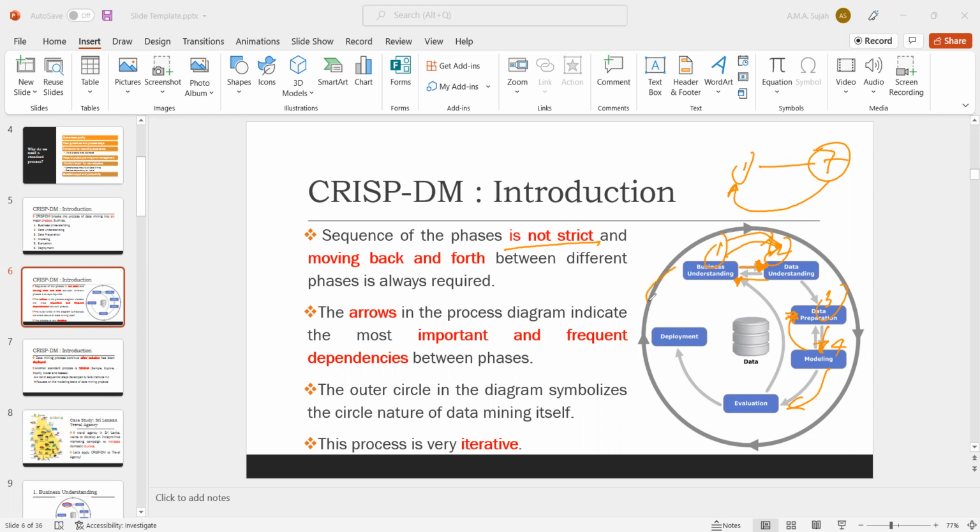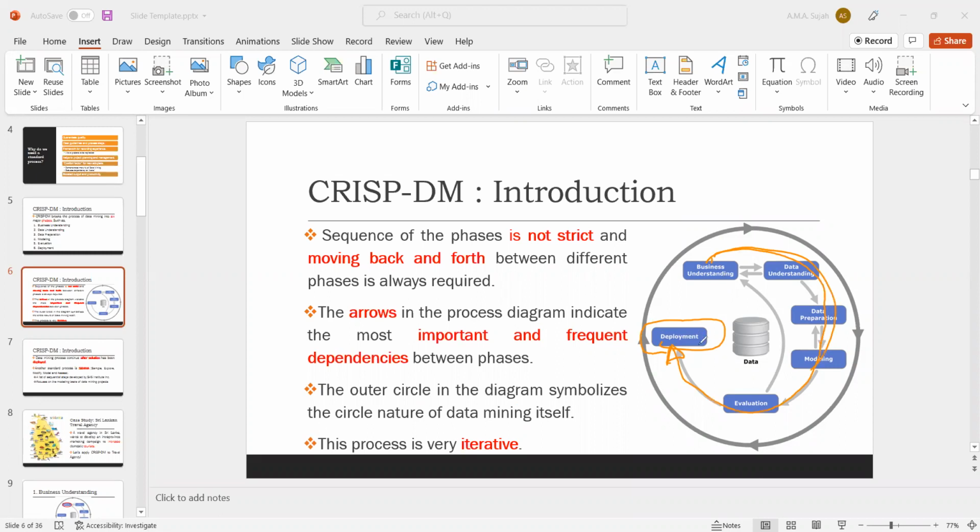The outer cycle is the normal procedure. It goes clockwise. Also, one important thing is if you achieve one by one, you are completing here. It doesn't mean you are stopping the model. After deployment also, you continue these things.